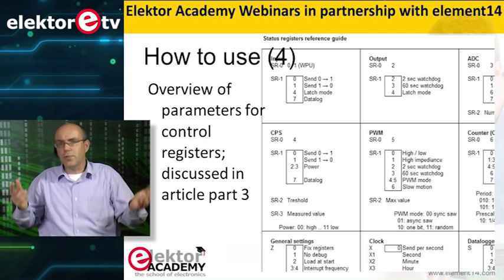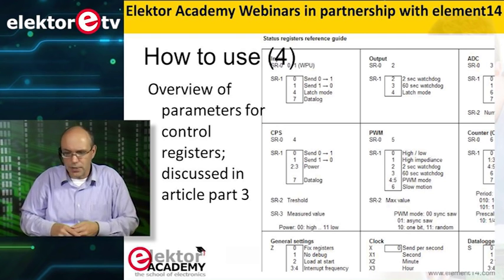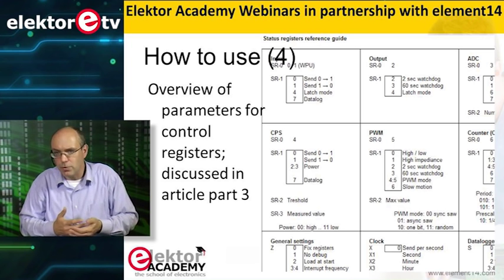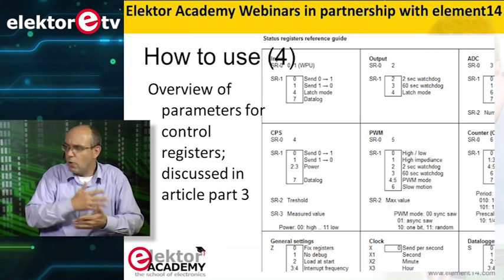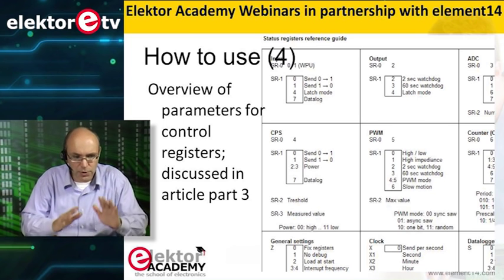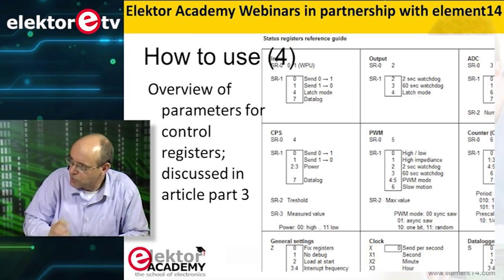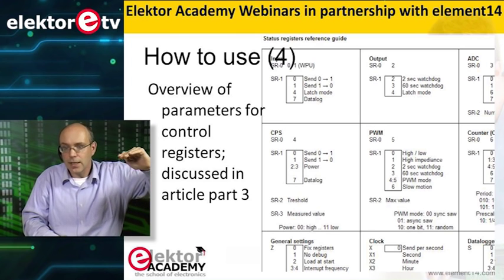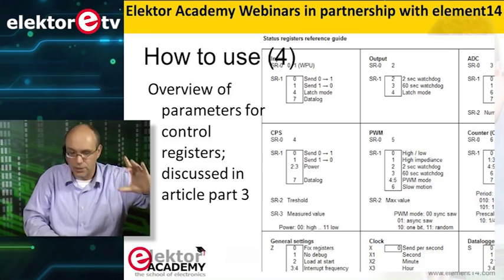Just to mention a few things: from the ADC, you can select, for instance, the reference voltage, you can put statistics functions, you can put watchdog timers, all kinds of stuff. It's all in the article also, but there are a lot of different options you can select. You do all that in those four configuration registers.